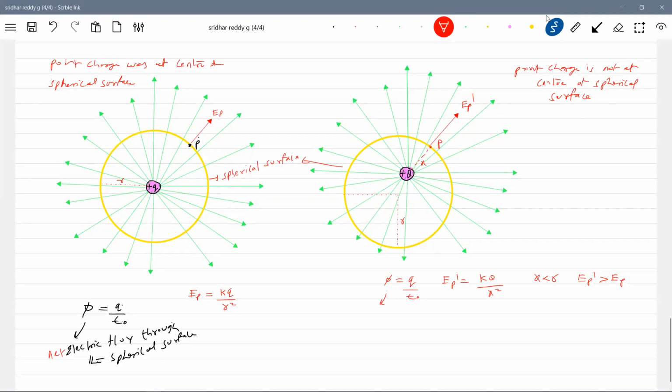Able to understand now? So what is the flux through a surface? It depends upon the net charge enclosed by it, irrespective of where the charge is present. What is the meaning of this? How many lines of force? You count how many lines of force were passing through the surface. The same number of lines of force are passing, so the flux will remain the same. Getting the idea?